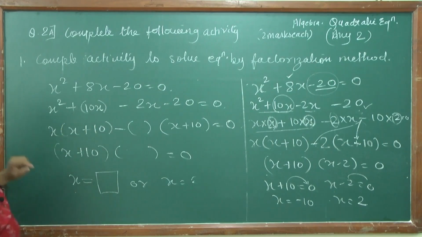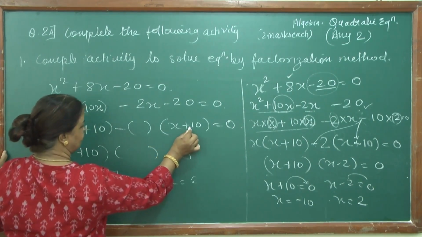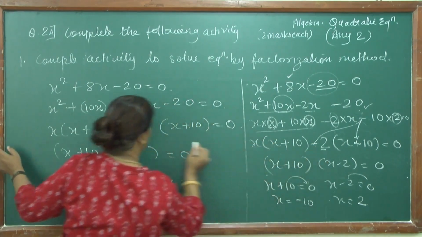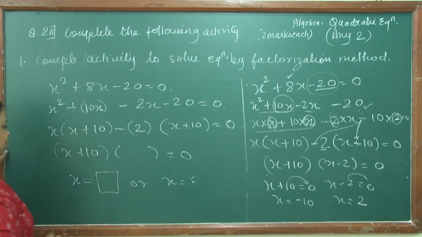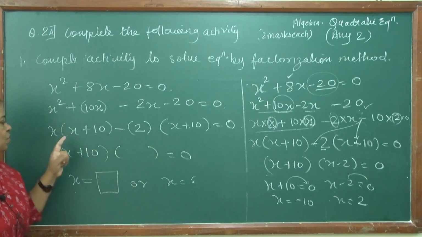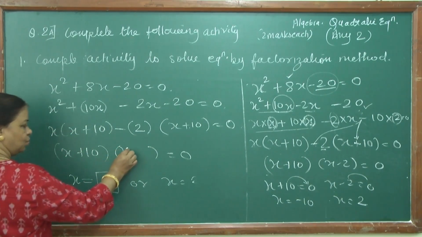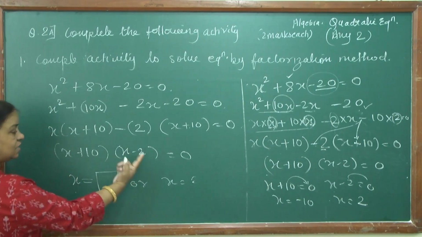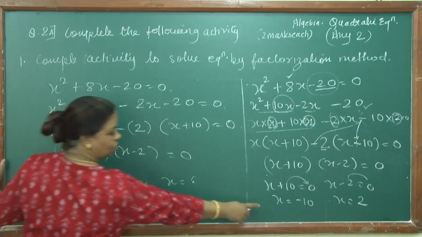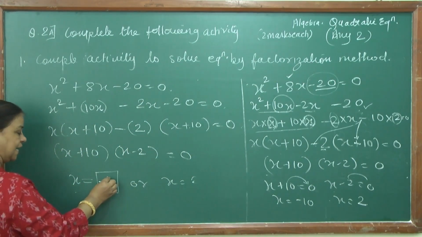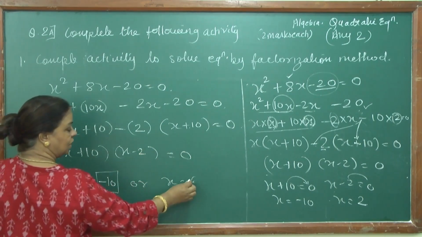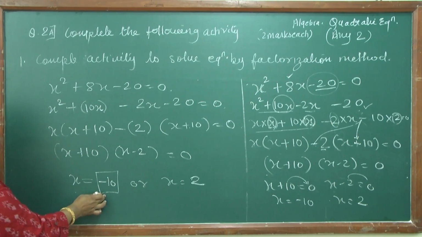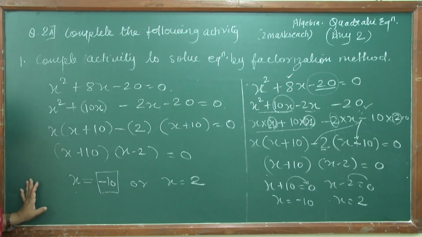Okay. Now x plus 10, x plus 10. So what is out here? 2. Now x plus 10, 2 times x minus 2. So x plus 10 is equal to 0, x minus 2 equal to 0. So 10 will go there, minus 10. 2 will go there, x is equal to 2. Already it is given x is equal to 2, only you have to fill it here. Okay, so you can pause and you can solve the sum.